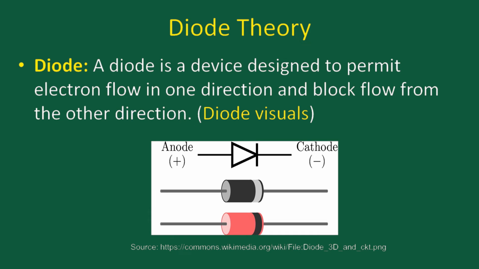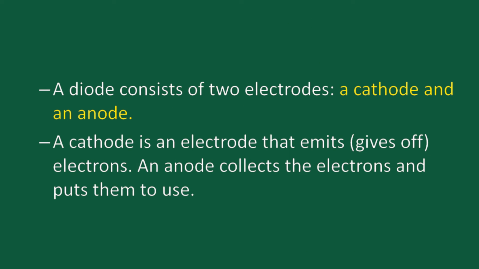Diode theory. A diode is a device designed to permit electron flow in one direction and block flow from the other direction. A diode consists of two electrodes, a cathode and an anode. A cathode is an electrode that emits or gives off electrons. An anode collects the electrons and puts them to use.